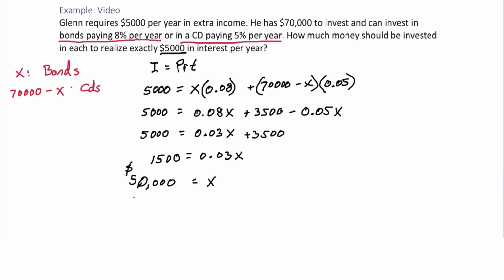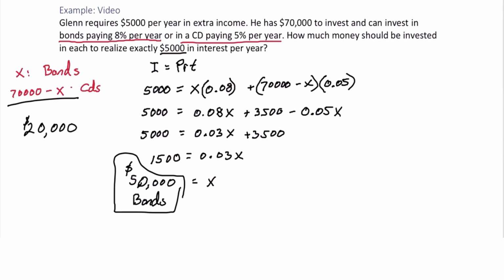Keep in mind this is the amount in bonds. And to get the amount in CDs, we have 70,000 minus X. That means there's 20,000 in CDs.